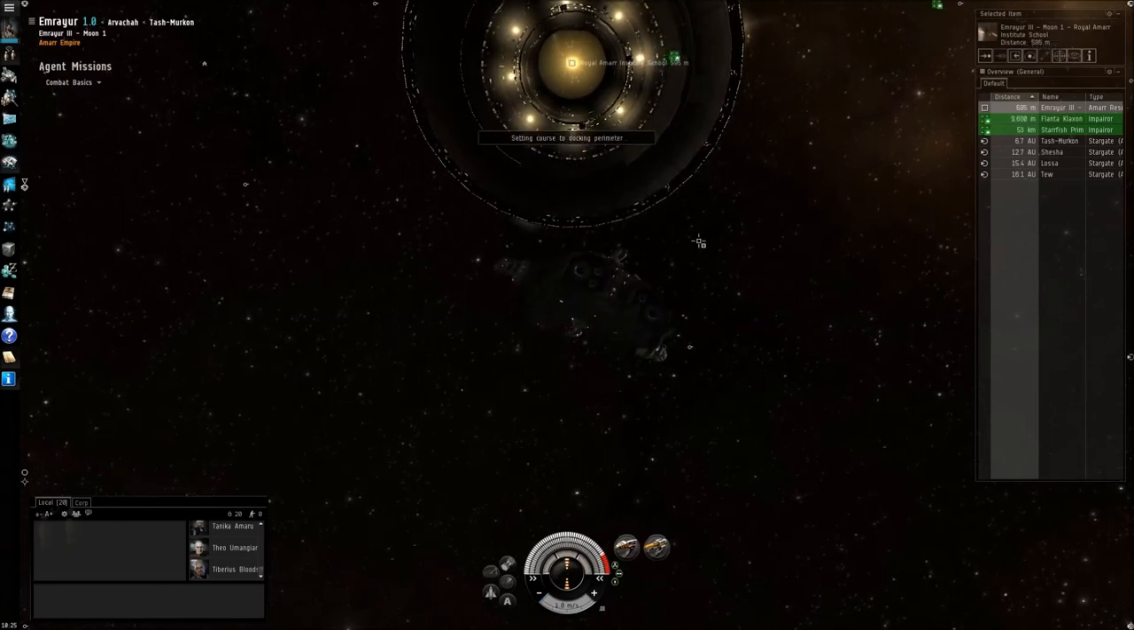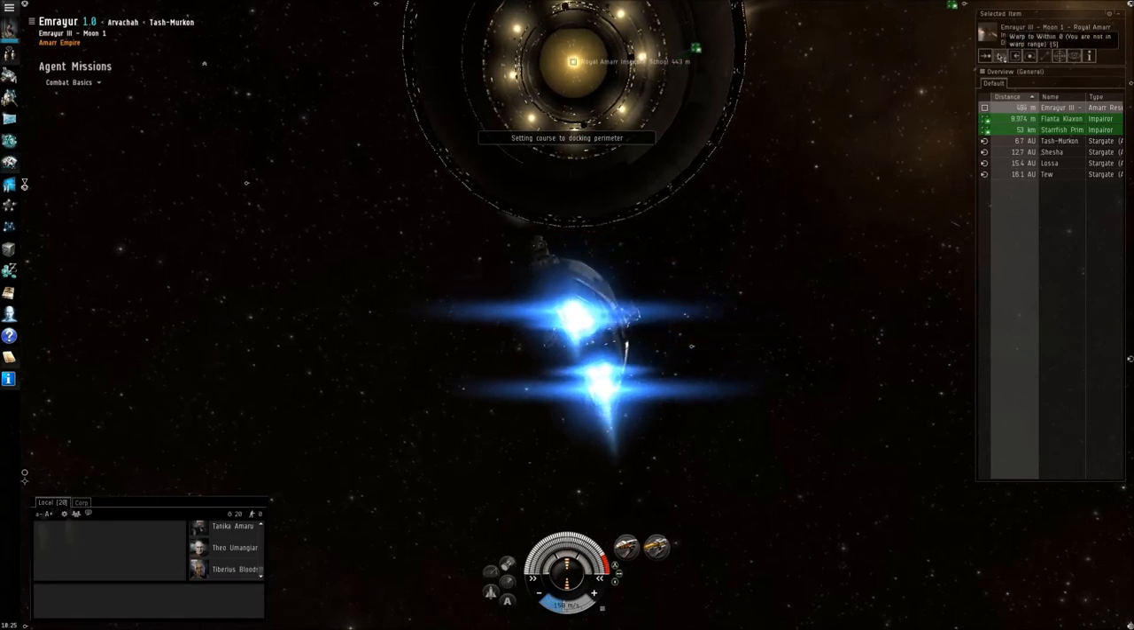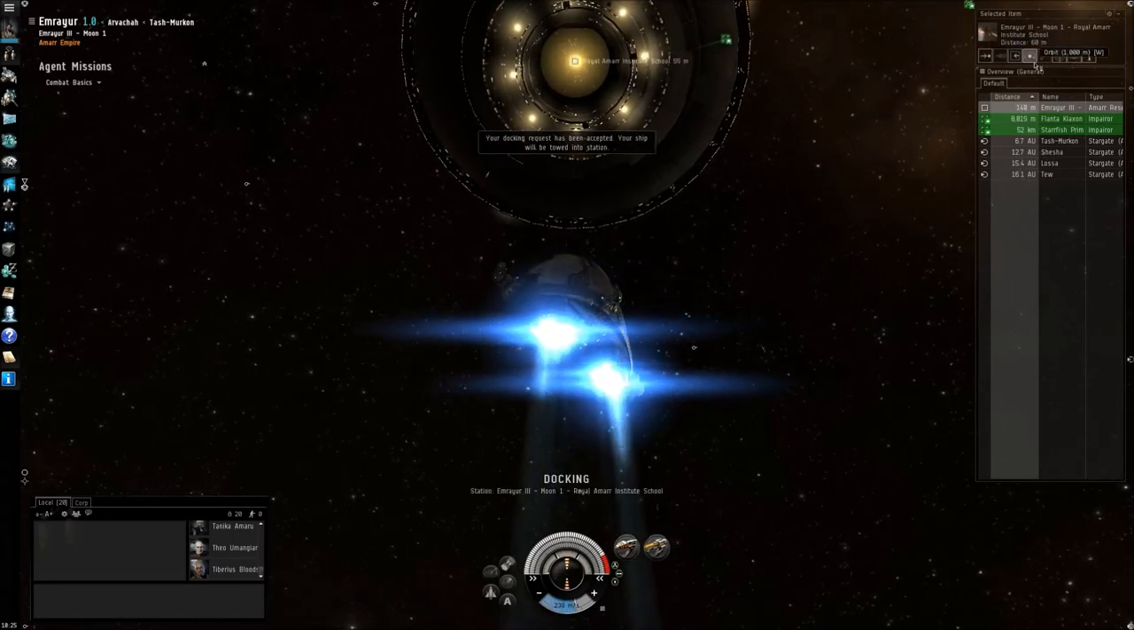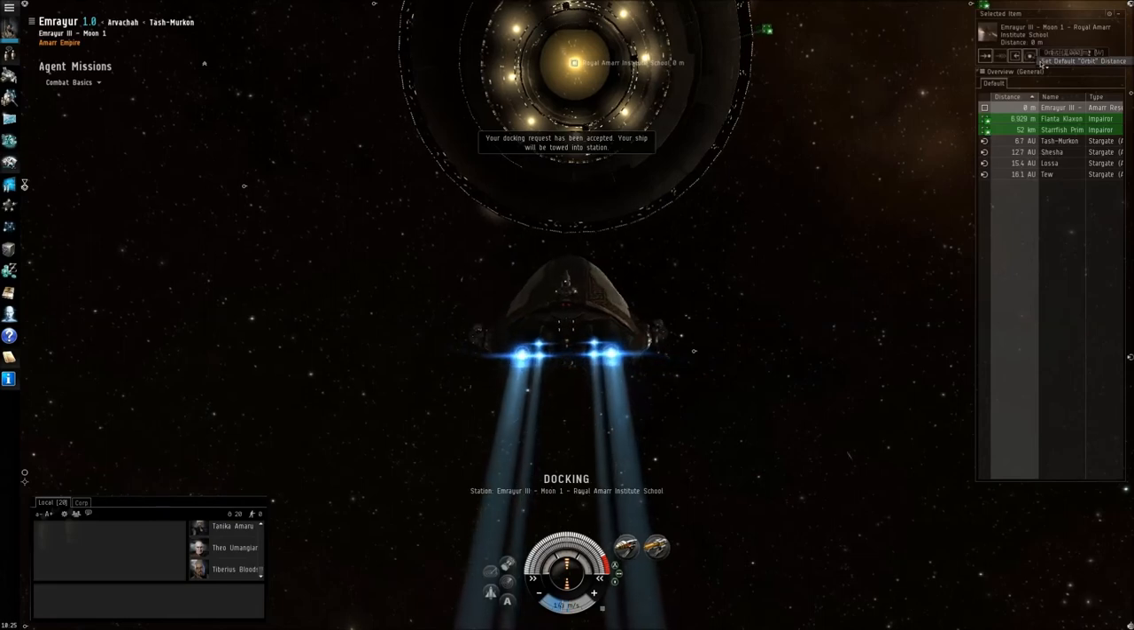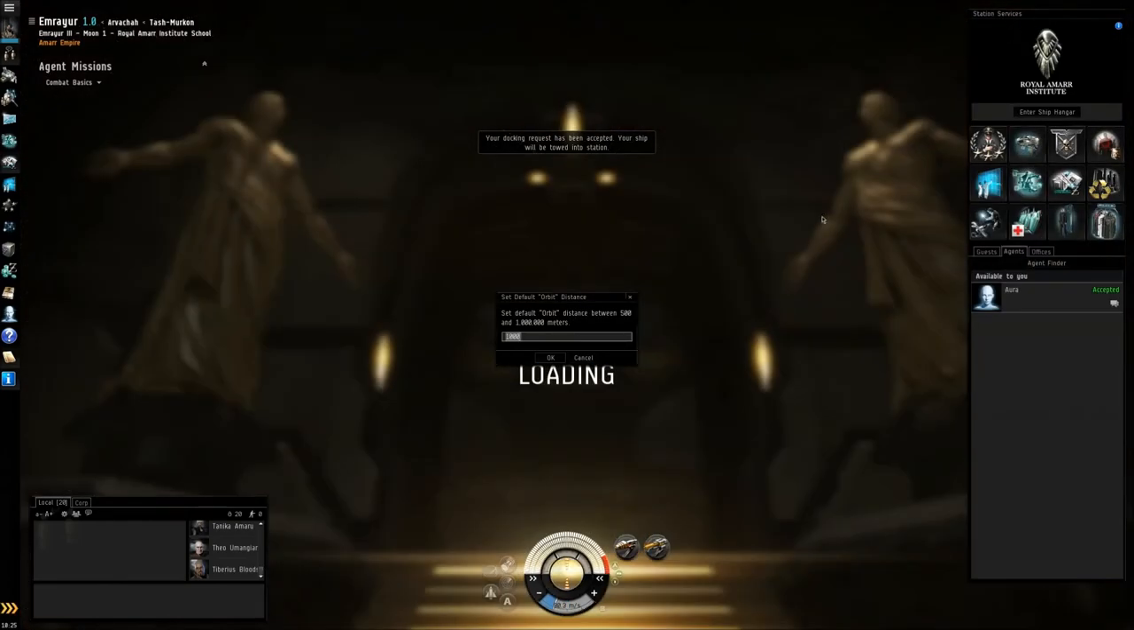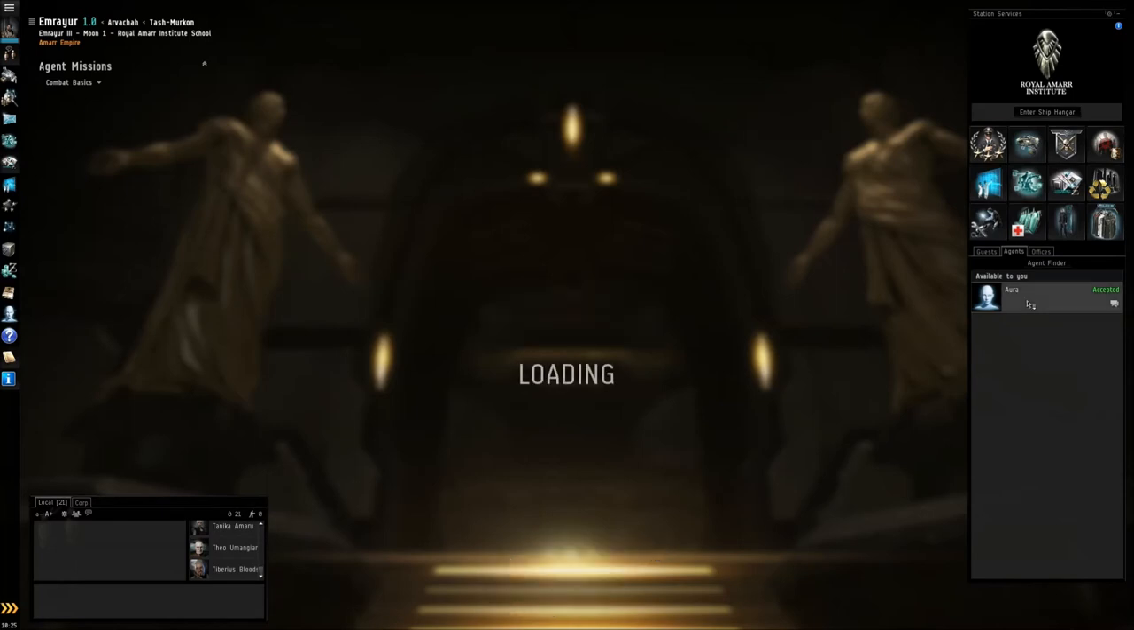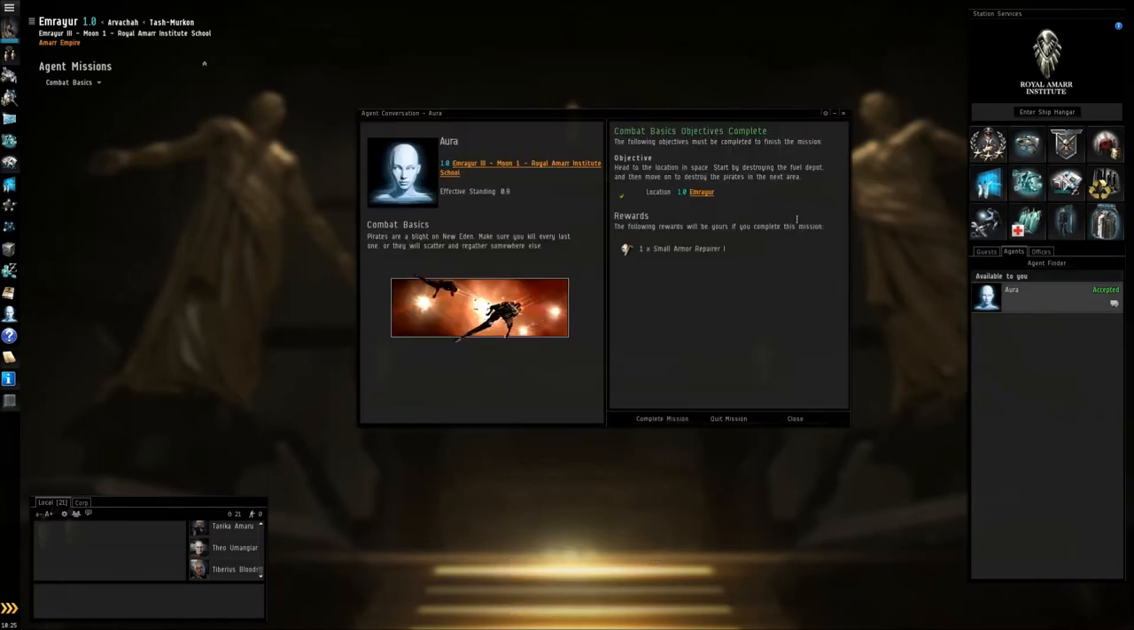So let's dock up here. That's the dock button, and that's the warp button, by the way. And this is the approach button. This tells you to orbit the target at a certain distance. You can change the distance by right-clicking, setting the distance, just typing it in there. And the one with the eyes, you can look at the target.